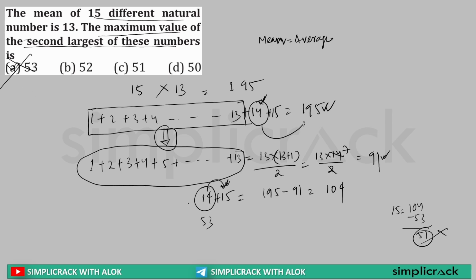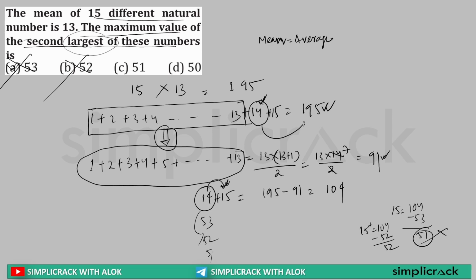Now, sir, if I take the 14th number as 52, the 15th number will be 104 minus 52, that is equal to 52. So both numbers will be equal, but we know that the 15th number is greater than the 14th, because it has said different natural numbers, maximum value of the second largest. So the 15th number is greater than the 14th, and this cannot be possible.